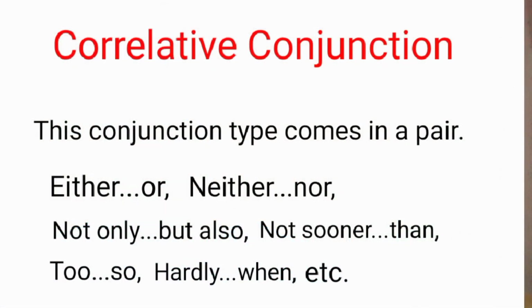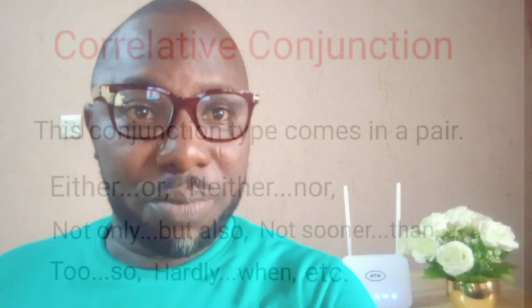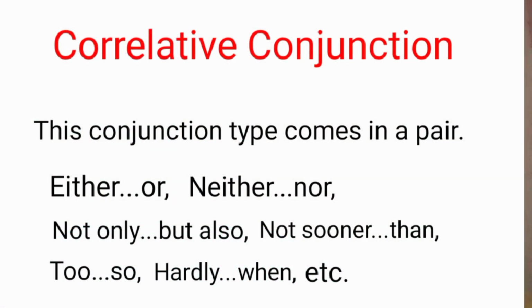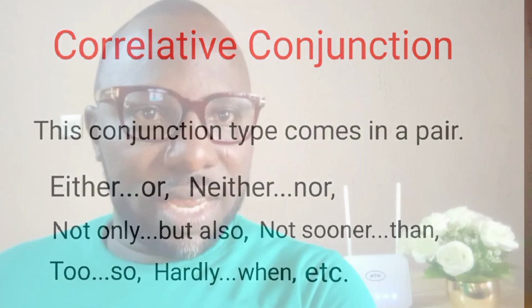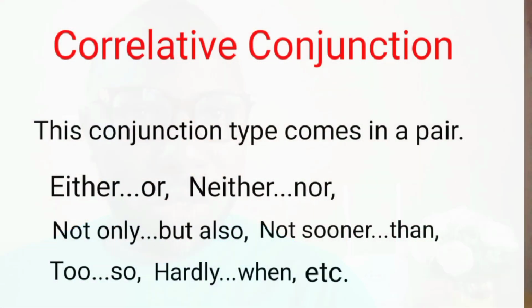Correlative conjunctions come in pairs. For instance, you see conjunctions coming in pairs. That is, when you have to use one, then you must use the other. We have examples of such conjunctions as either or, neither nor, not only but also, so and that, no sooner than, hardly when. These are some of the numerous examples of correlative conjunctions we have in English.